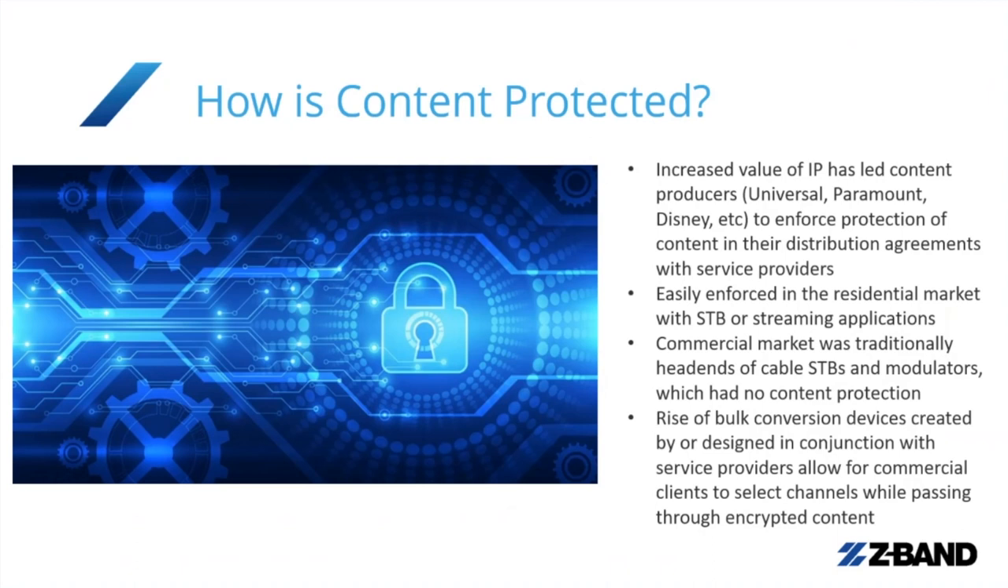In the residential market, that's kind of a slam dunk because you're only going to get that content one of two ways. You're going to get that content on a set-top box, which is going to have its conditional access card or its M card in it, or you're going to get that on an app, and then the app's going to have its own form of DRM, digital rights management. So this isn't necessarily a problem that we deal with at home really at all, because the solutions already exist. It's just kind of a part of residential television and video delivery that encryption is handled natively.